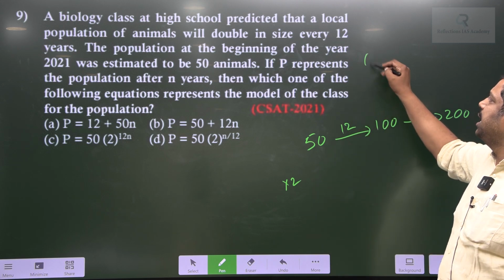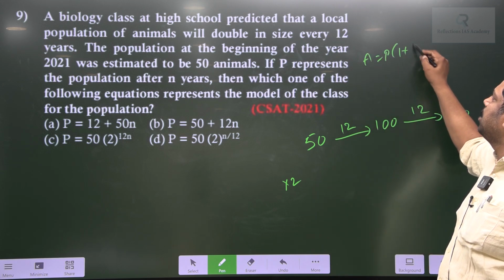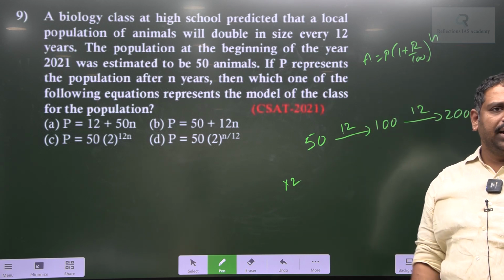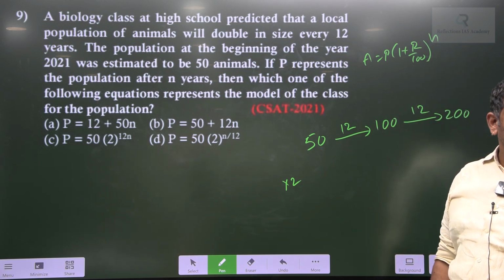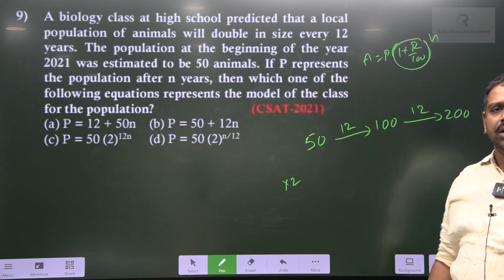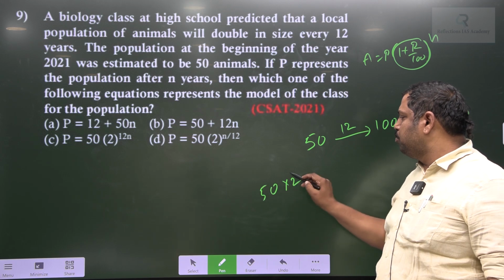We have a formula A equals P into (1 plus R by 100) whole power n, right or wrong? I am speaking about it. Okay, it will be doubled, right? It will be how much? Double. Means this entire part is replaced with 2. So 50 into 2 power.